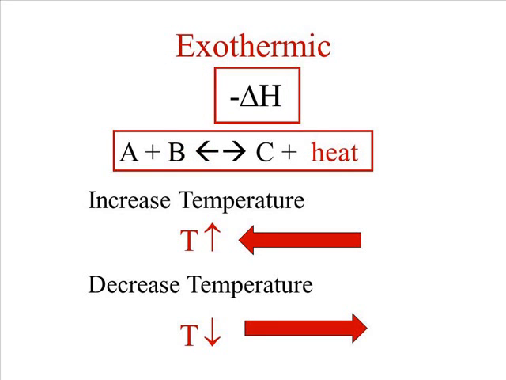In an exothermic reaction, where heat is a product, increasing the temperature would shift the reaction to the left. You've increased some of that product. You're going to shift to the left to use it up. Decreasing the temperature would be removing some of that product, so you're going to shift to the right to create more heat.